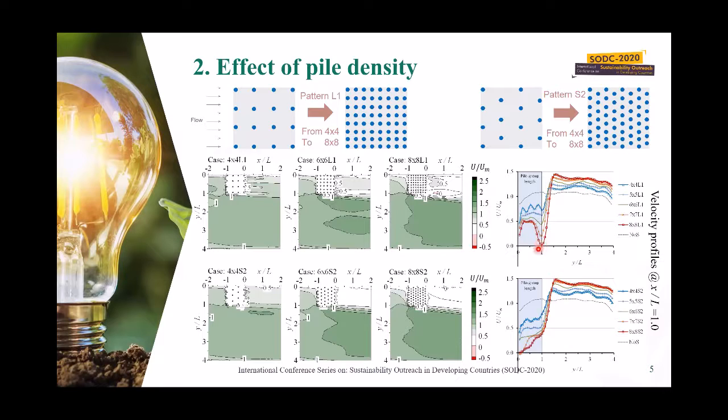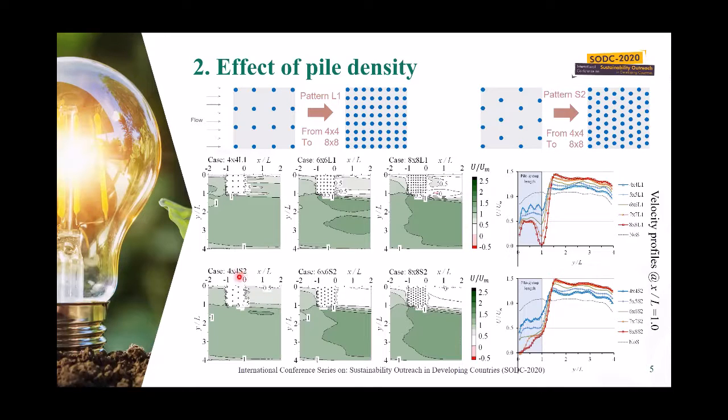And also the minimum velocity occurred behind the tip of the structure, which is at y/L equal to 1. We can see this minimum velocity in this contour, which is shown with the red color. By increasing the number of piles, this low velocity becomes lower and reaches a minimum in the 8x8 pile group, which is not suitable for a gradual velocity deceleration.